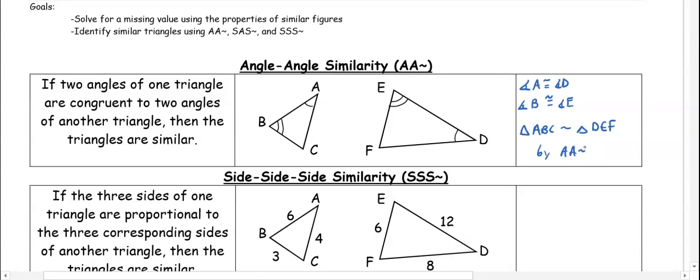In angle-angle similarity, you don't need to show that all three sets of angles are congruent, because if two sets are, the third set by default would have to be. So you only need to show that there are two sets in order to use angle-angle similarity.